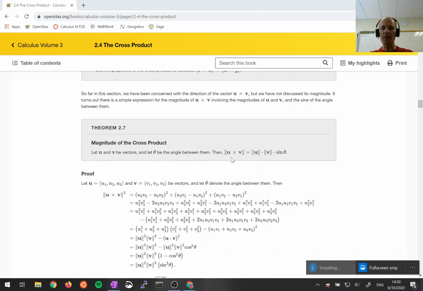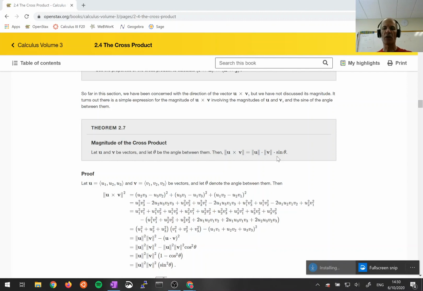So remember that U dot V is equal to the magnitude of U times the magnitude of V times the cosine of theta. We don't quite have the same thing here, but we have that the magnitude of the cross product is the magnitude of U, magnitude of V times the sine of the angle. What this gives us is sort of a complementary thing.